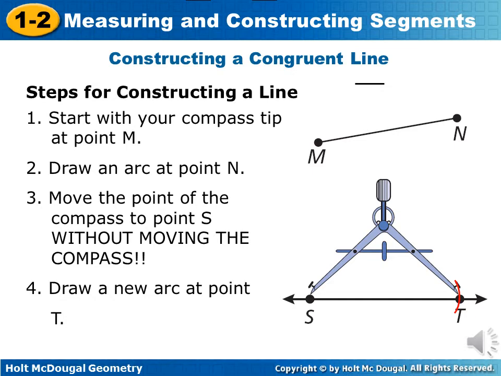Here are the rules for constructing a line. First, you want to start with your compass point at point M. We're going to draw an arc at point N. Move the point of the compass to point S without moving your compass. You don't want to adjust the size of the compass at all because that's maintaining your length. So if you change that, the length of your line will be different. The last thing you need to do is draw a new arc at point T.